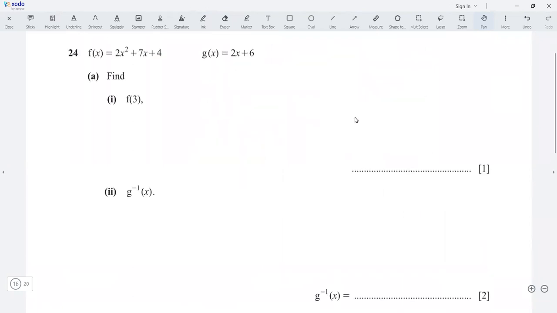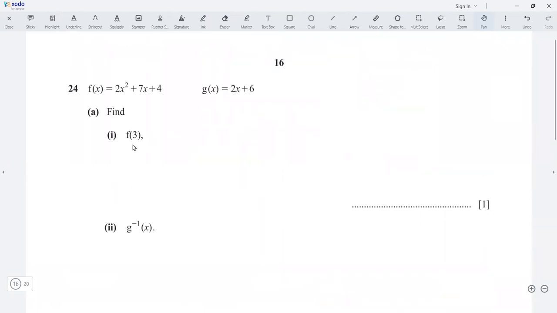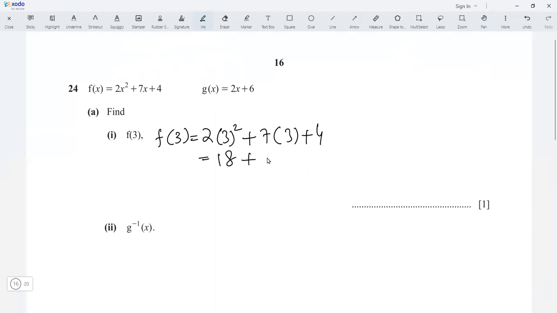So moving towards the next question. The next one is a functions question. We have to find f of 3. So the input is 3 here. In place of x, we have to put 3. So f of 3 will be equal to 2 times 3 squared, because the value of x is 3, plus 7 times 3 and then plus 4. It's a 1 mark question here. We can simplify it directly. 9 times 2 is 18, 7 times 3 is 21, and plus 4. If you add them, it results in 43. 43 is the answer for f of 3.